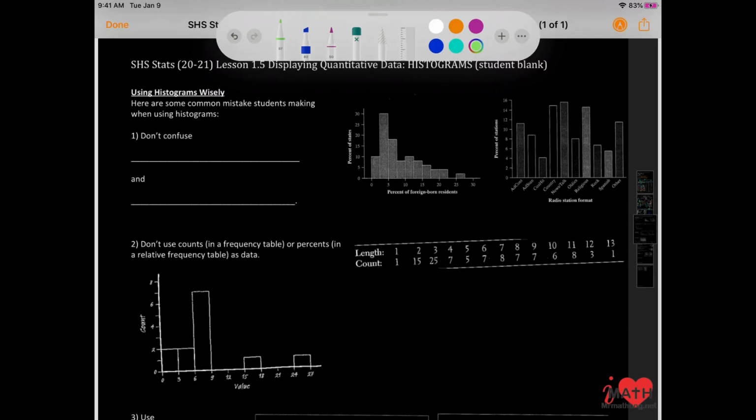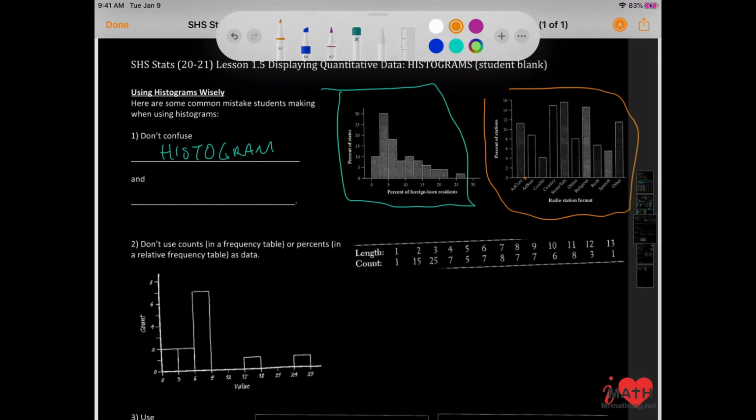Okay, now we're going to talk about how to use histograms wisely. Okay, hopefully you can recognize this. Put your finger on the one that's a histogram. This one in blue is a histogram. How do I know it's a histogram? They are touching. And of course this one has some gaps between those little spaces. Therefore that one is a bar graph. Why is that important for us? To make sure you are not confusing the two.